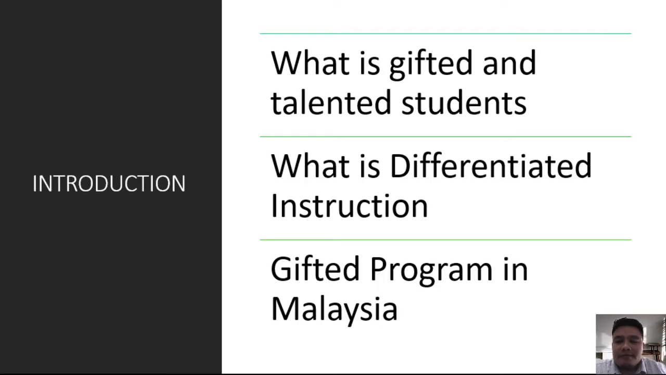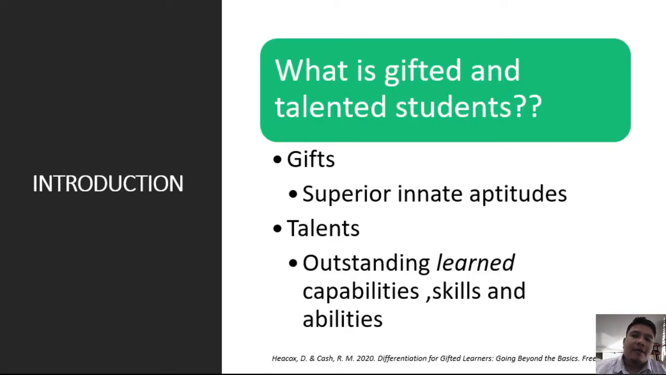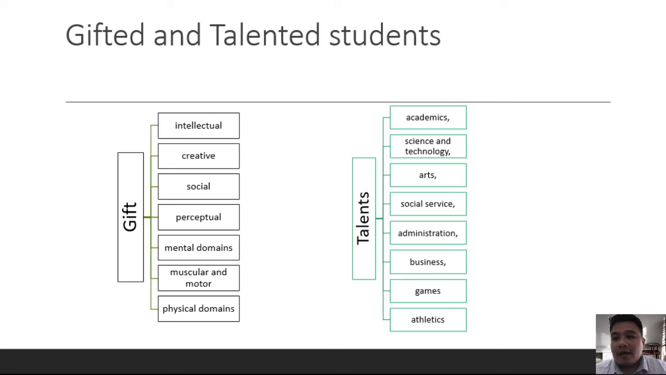Alright, ladies and gentlemen, I would like to start with these three definitions: what is the meaning of gifted and talented student, what is differential instruction, and also what is the gifted program in Malaysia. Number one, what is the meaning of gifted and talented student? Based on Diana Haycock 2020, the meaning of gift is superior innate aptitude. So they are very good in some areas of aptitude. For example, they are good in intellectual, creativity, social, perceptual, mental domain, muscular and motor, and also physical domain. That is the meaning of gift.